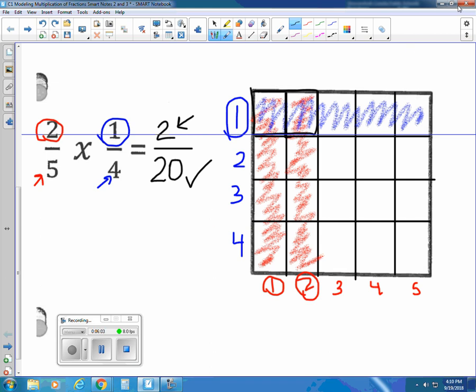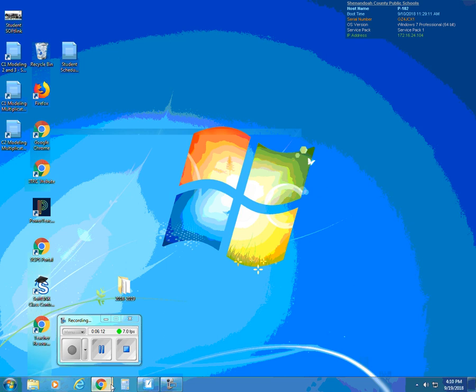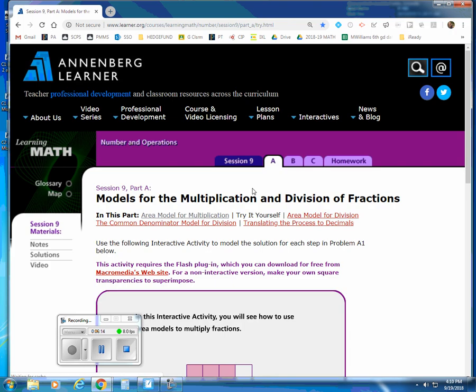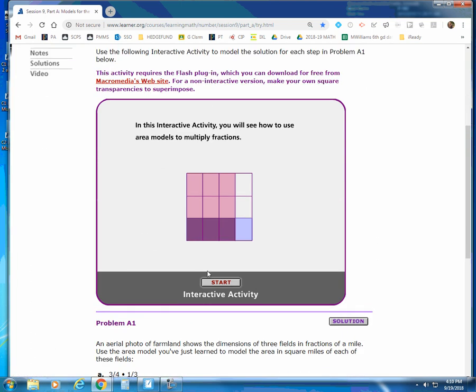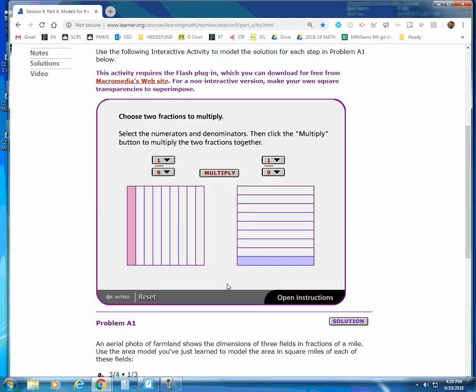Okay, so just really quickly, I want to show you one other thing. There's a link to a website that you can access if you ask your teacher, or it might be in your Google Classroom. It's this Annenberg Learner website. So I just want to show you how to do it. In this interactive activity, you'll see how to use area models to multiply fractions. I'm going to do the first one we did today, which was 4/6 times 1/3. So these are our columns and these are our rows.